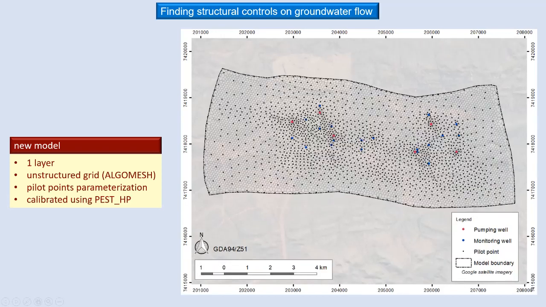So we equipped the model domain with 1,500 pilot points, and these were used to carry hydraulic conductivity and specific yield parameters. The model runtime was quite short, about 1.5 seconds, so we can do magic in terms of data assimilation and predictive uncertainty analysis.